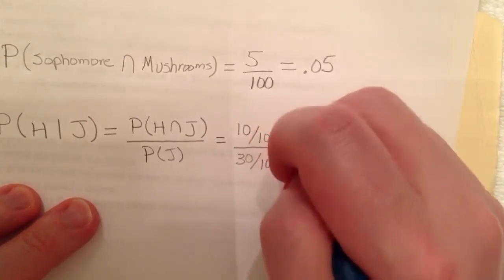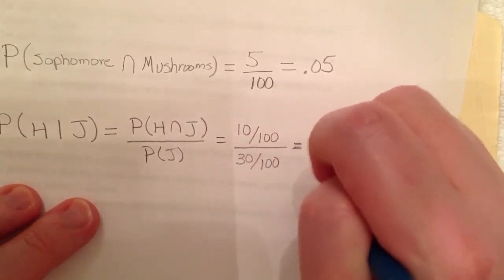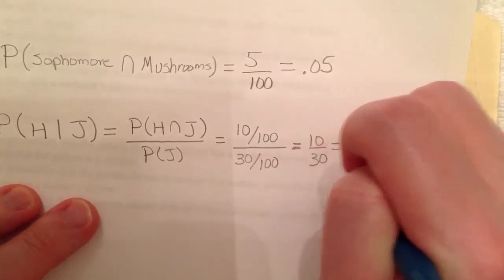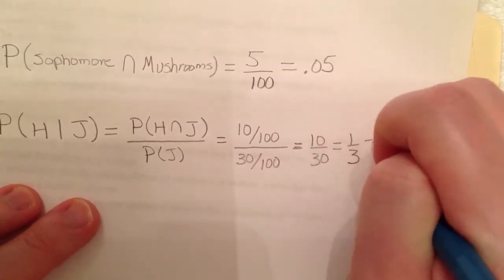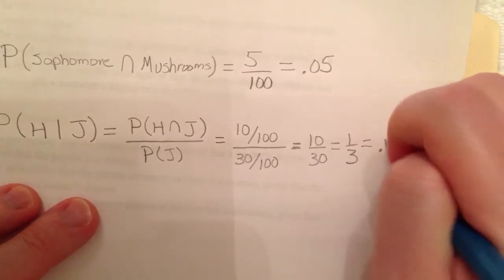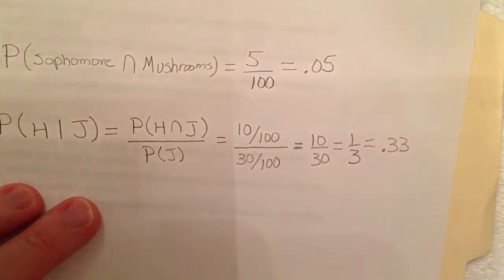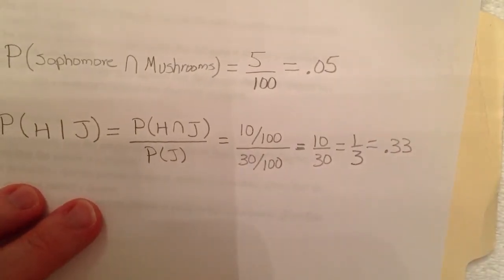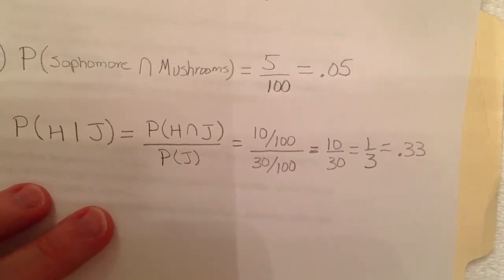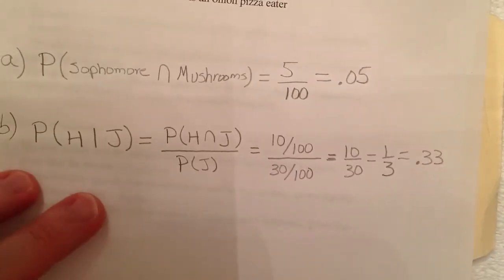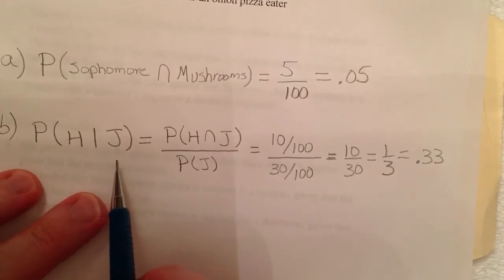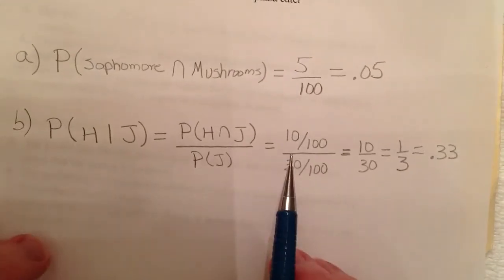The 100 is going to cancel out, so you have 10 out of 30, or 1/3. This will go to around 0.33. So the probability that the student chosen will be a hamburger pizza eater, given that the student is a junior, again, will end up at 1/3.